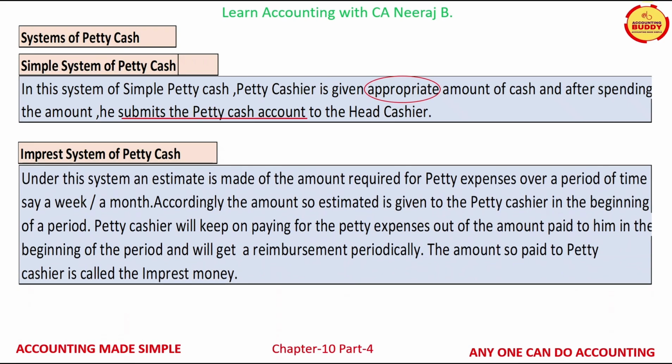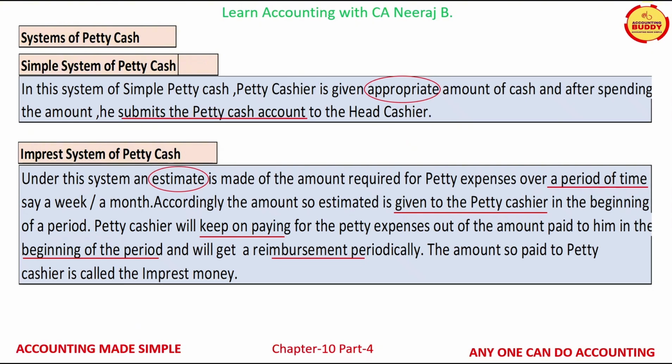Under the Imprest system of petty cash, an estimate is made of the amount required for petty expenses over a period of time, say a week or a month. Accordingly, the amount so estimated is given to the petty cashier in the beginning of a period. The petty cashier will keep on paying for the petty expenses out of the amount paid to him in the beginning of the period and will get a reimbursement periodically.